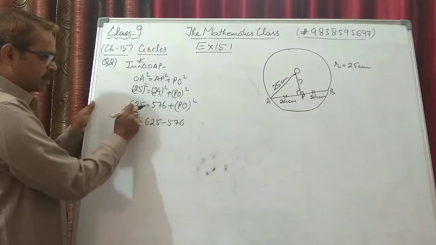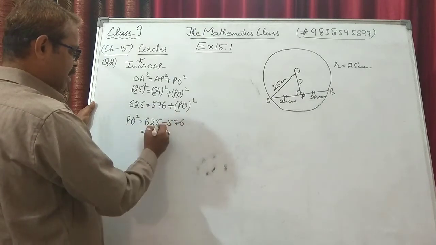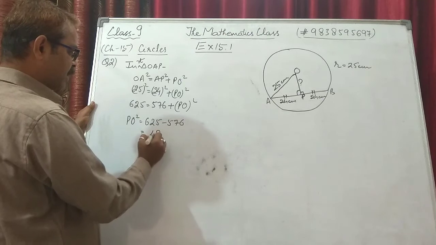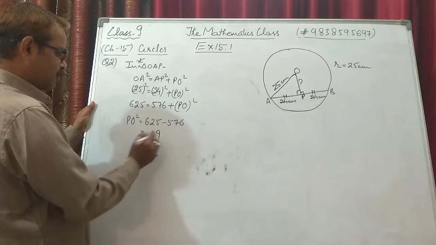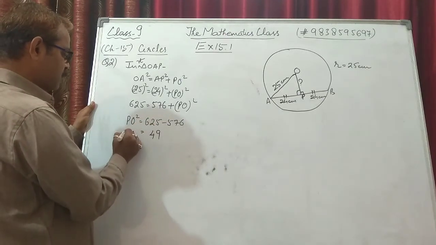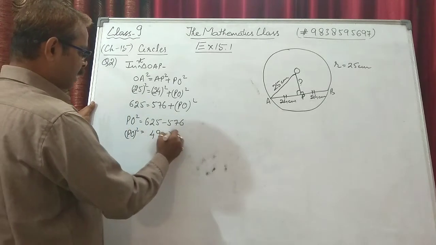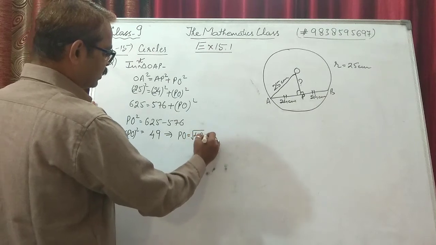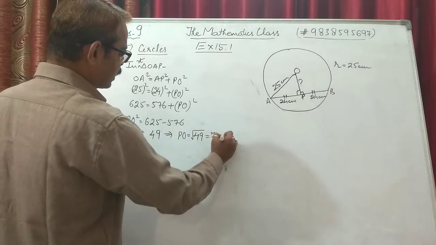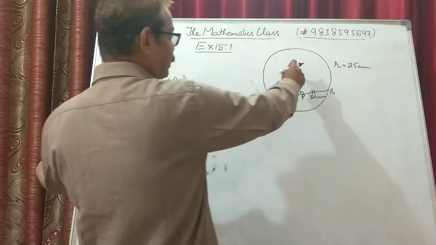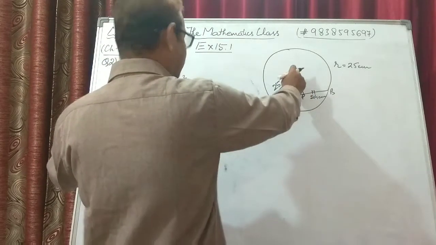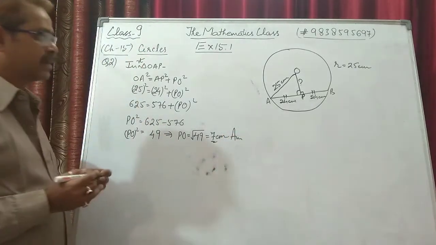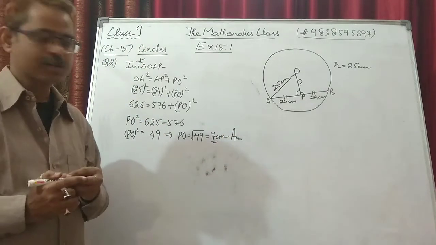So we can write that PO square is equal to 625 minus 576. This comes to the side, it becomes negative. So 6 and 9 is 15. This is 11, 7 and 4, 11. And 5 minus 5, 0. So PO square is equal to 49, implies that PO is equal to under root 49, that is 7 units or 7 centimeter. So the distance of the chord from the center is 7 centimeters. That is the final value. I hope you would have understood this question.